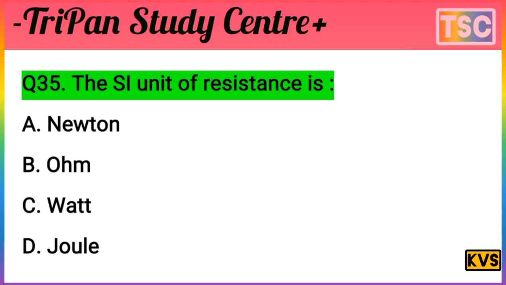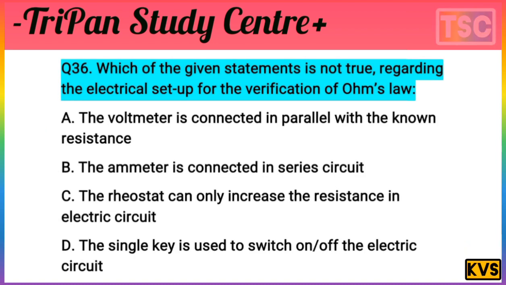The question is clear: the SI unit of resistance is. A, Newton: nothing to do with resistance here. Ohm: that's the right answer. Ohm is the SI unit given for resistance. It means option B is correct for this question. B is correct, ohms.